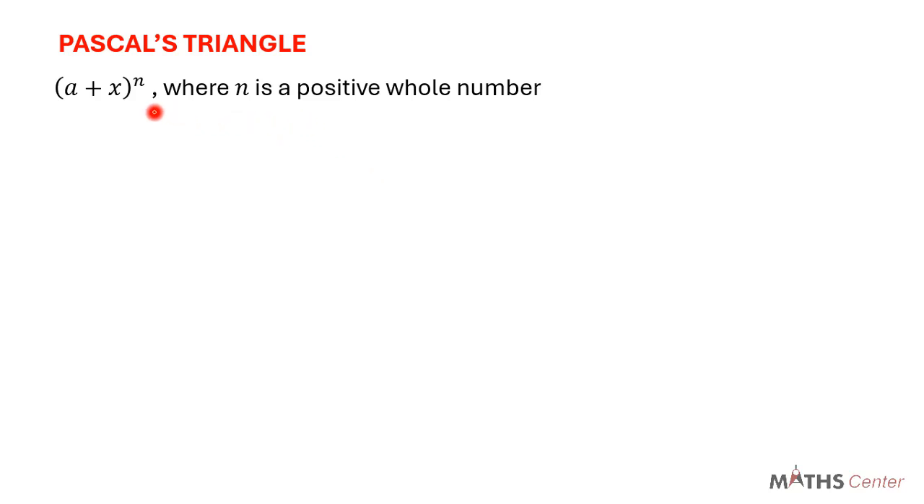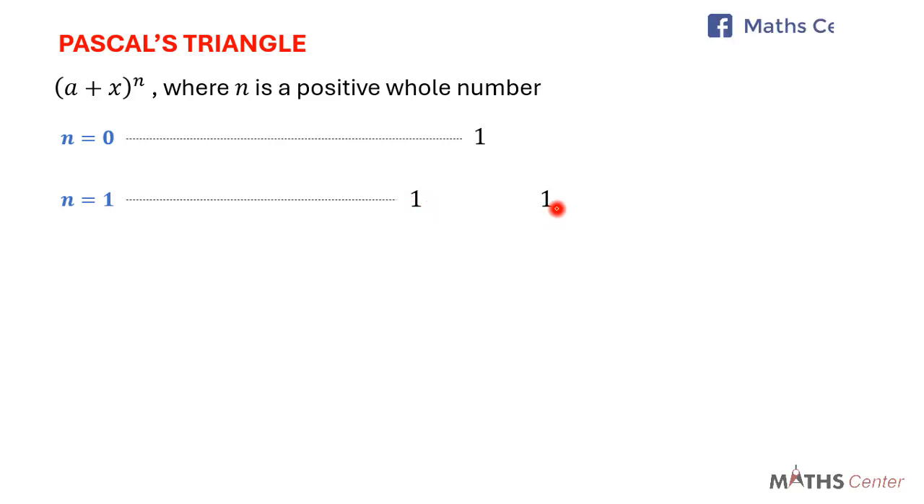Let's say that we have a binomial expression of the form (a + x) exponent n, where n is a positive whole number. The Pascal's triangle says that if n is 0, that is, if the exponent on the binomial expression is 0, the binomial expression will have one term and its coefficient will be 1. If n is 1, the binomial expression will have 2 terms. That is, when you expand the binomial expression, its expansion will have 2 terms, and the coefficient of the first term will be 1.